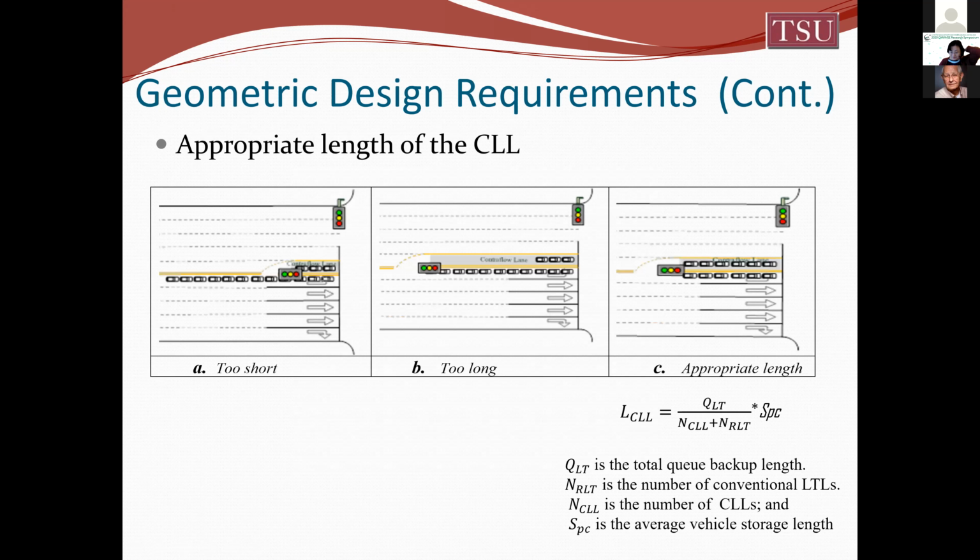Okay, another design issue is how long the contraflow left-turn lane will be. That's a major issue. You cannot build it too short, because if you build it too short, it has very limited storage, so you don't get much benefit. You can only store an additional two or three vehicles. It's not a big benefit. And you cannot make it too long either. Why? Because most of the time this pre-signal is red.